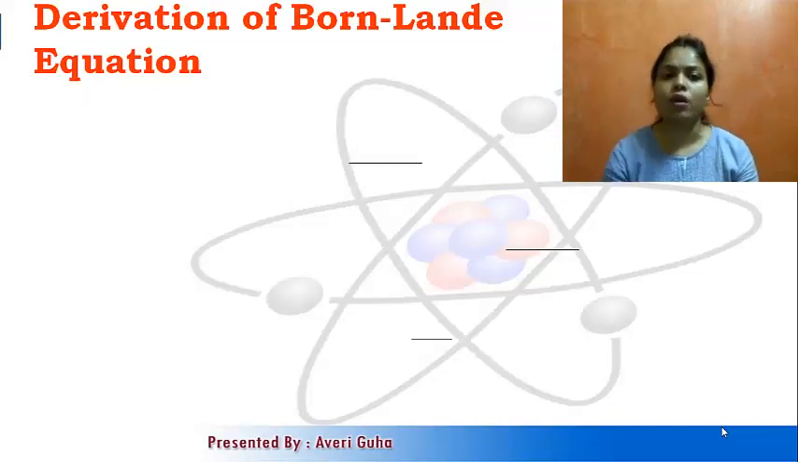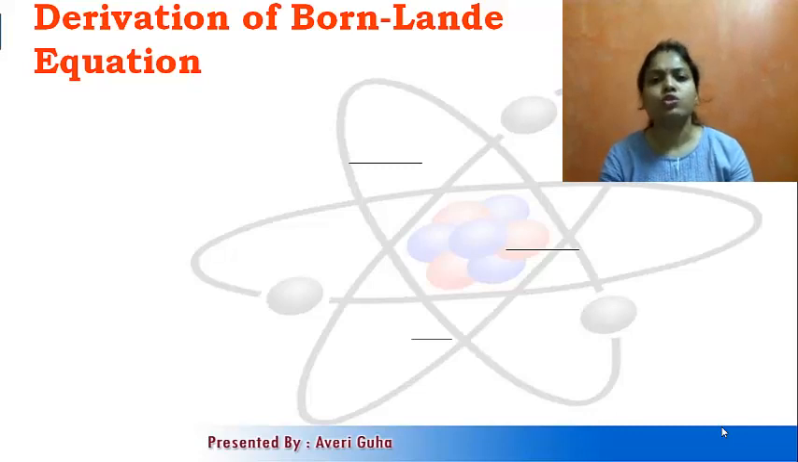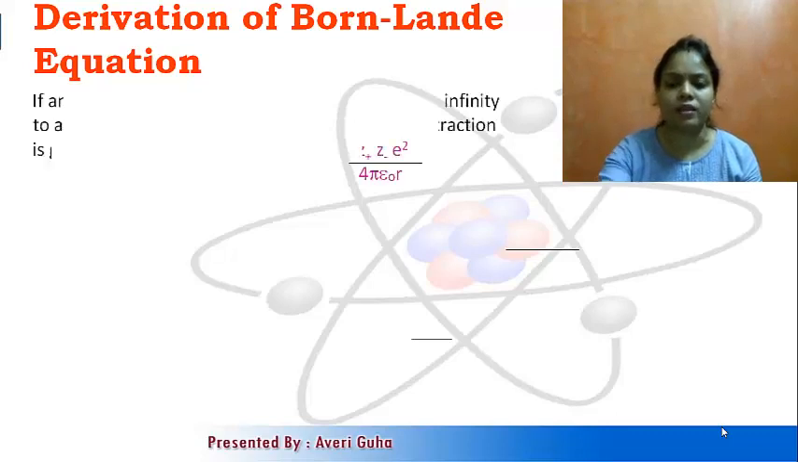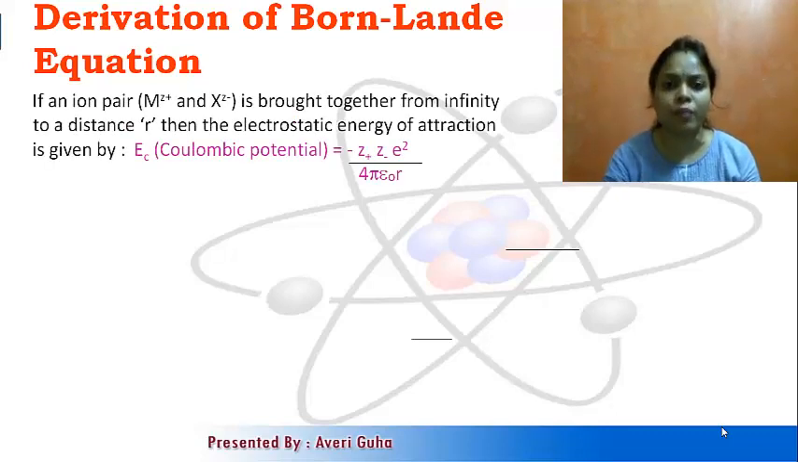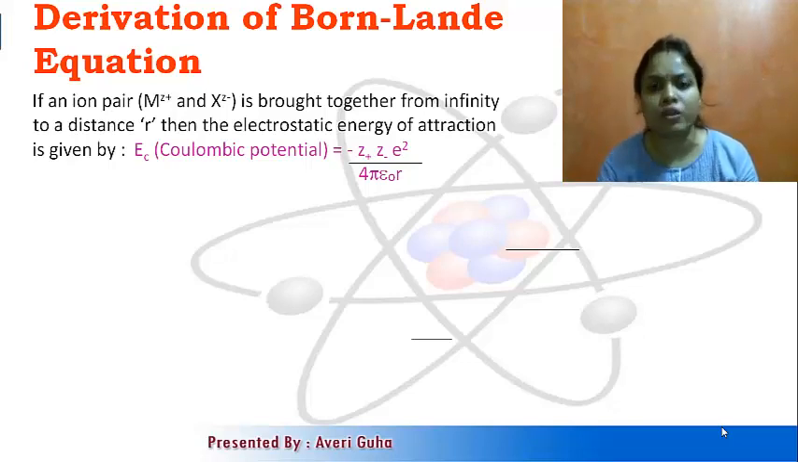So let's have a look at the derivation of this Born Lande equation. Obviously what we will try to first do is calculate the potential energy of a particular crystal lattice. Now we all know that if we have an ion pair, say MX, where M is the cation with charge number Z+ and X is the anion with charge number Z-, then when they are brought from infinity to a particular distance, say R, the electrostatic energy of attraction, which we call the Coulombic potential, must be directly proportional to the product of the charges of the cation and anion, and it will be inversely proportional to the distance R.